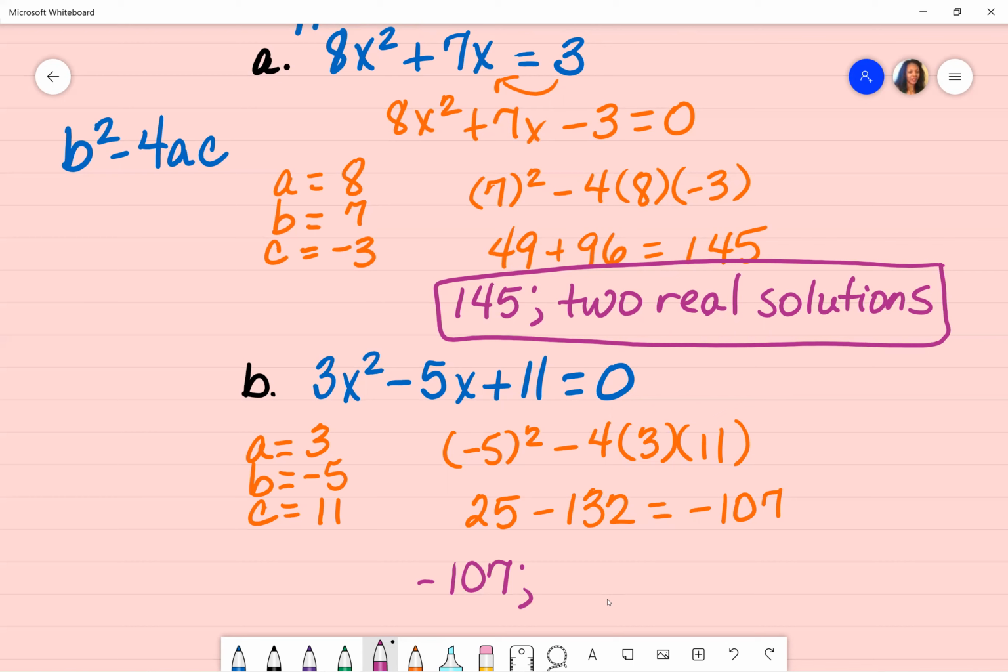And the number and type would be 2 complex solutions, or non-real. You may see that word, or imaginary, you might see.